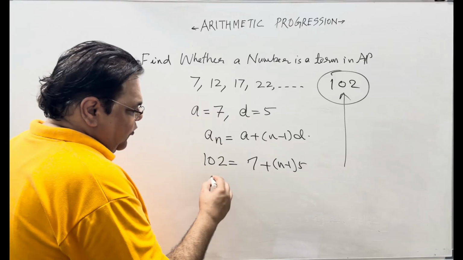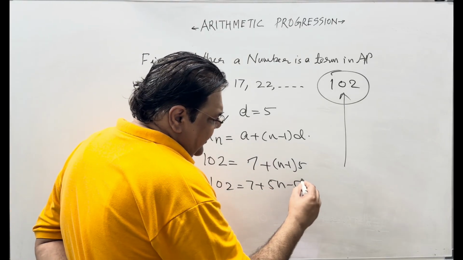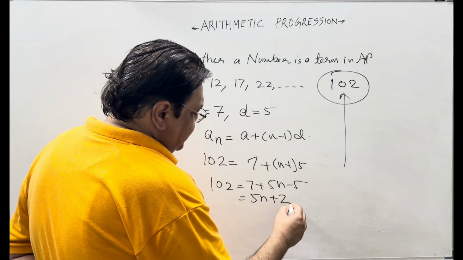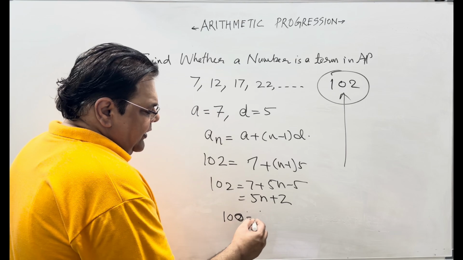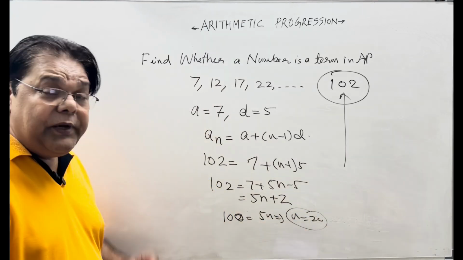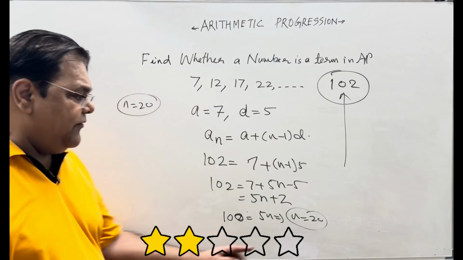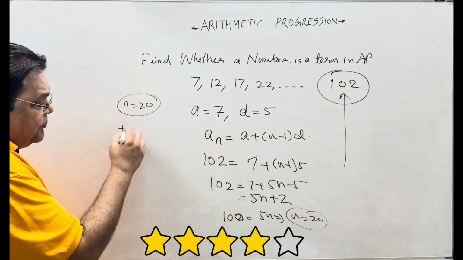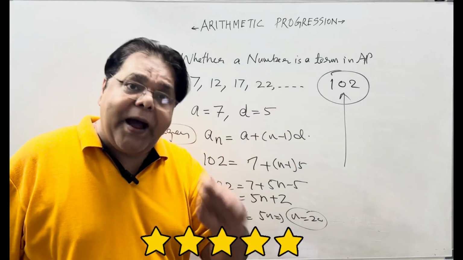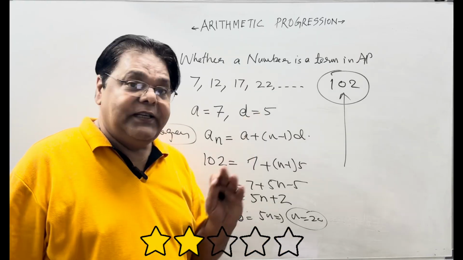When you solve this, what do you get? 102 is equal to 7 plus 5n minus 5, which is equal to 5n plus 2. 100 is 5n, which implies n is equal to 20. Please note, n is equal to 20. What we have achieved here is a positive integer. 102 is a part of this sequence and it's the 20th term in this AP.